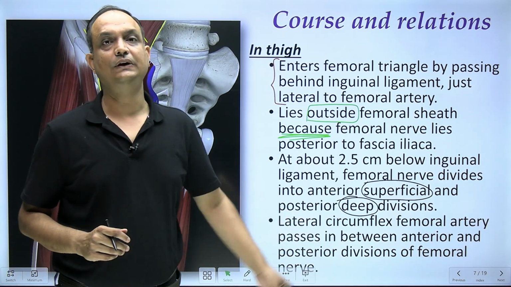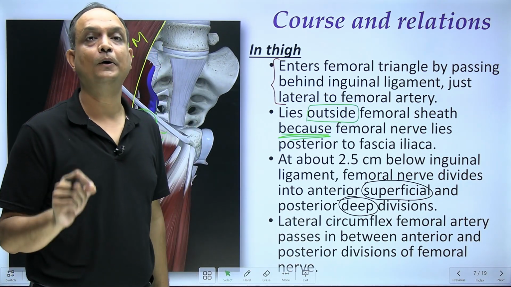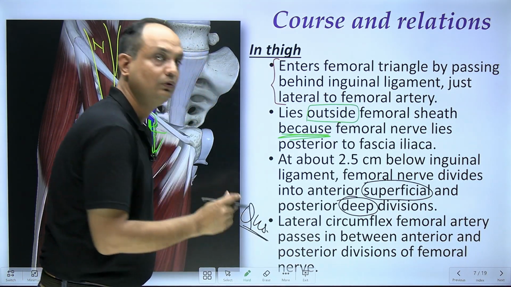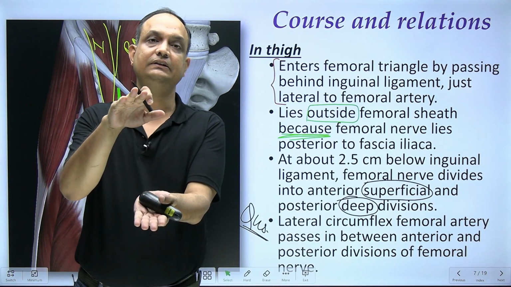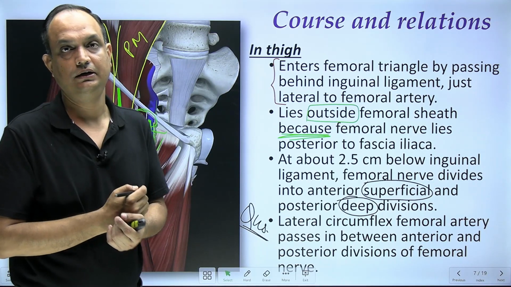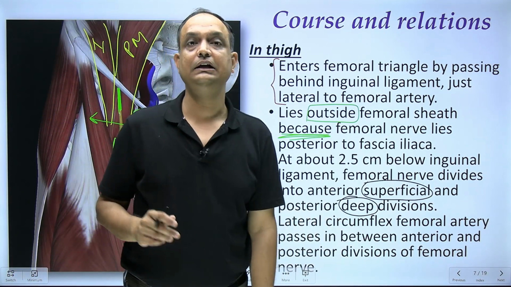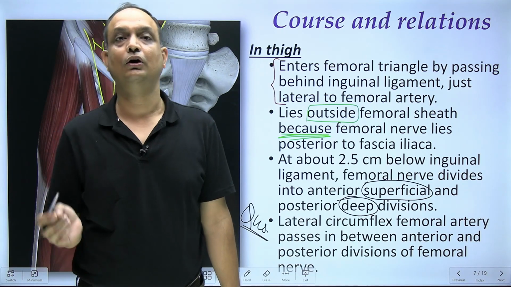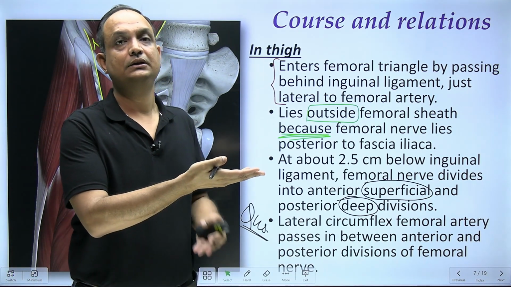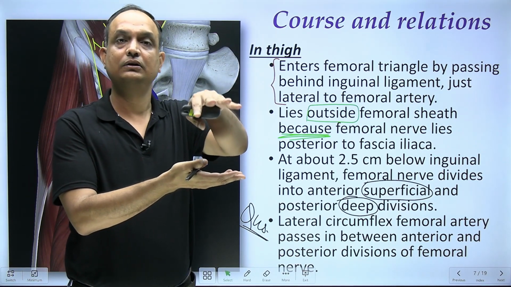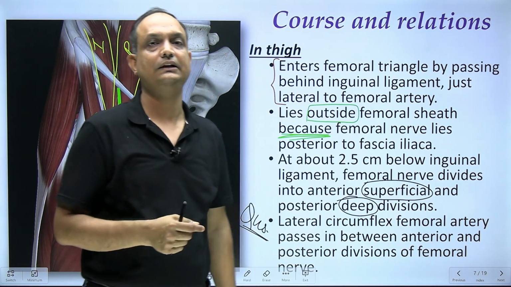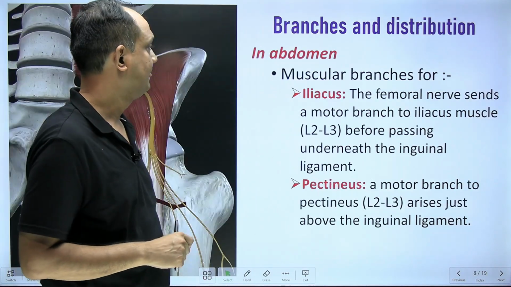Now the lateral circumflex femoral artery is a very important landmark. It is a very important exam question: how to identify the superficial and deep division? The answer is by the presence of the lateral circumflex femoral artery. The lateral circumflex femoral artery is a branch of your deep femoral or profunda femoris artery, and this artery is a very important landmark. The nerves which are anterior to the artery are the branches of the anterior division, and the nerves behind the lateral circumflex are the branches of the deep division.